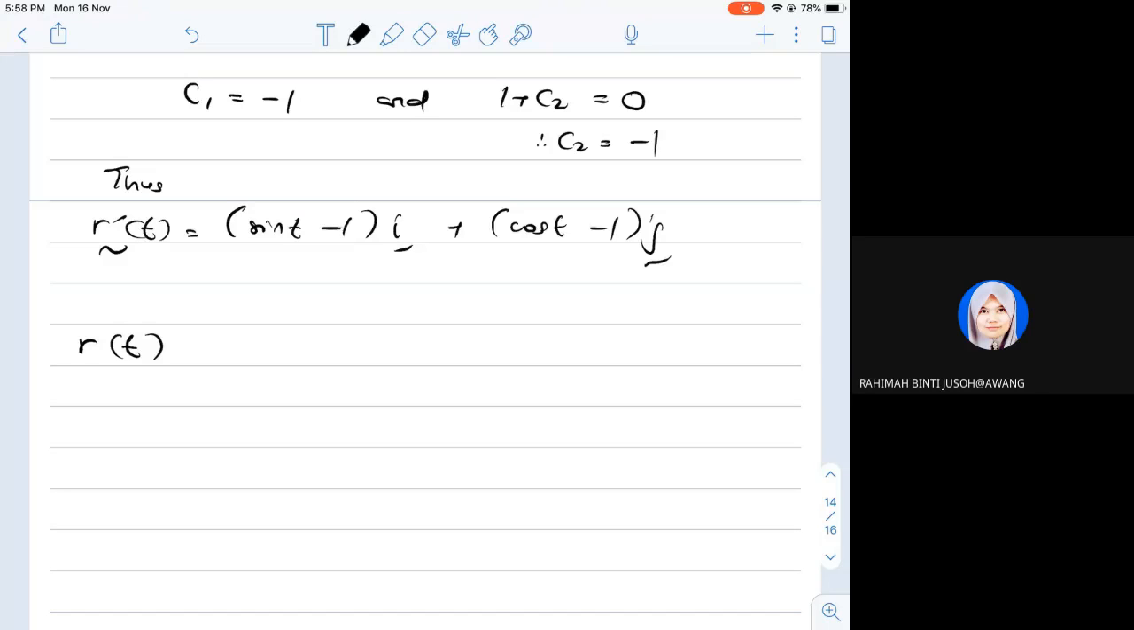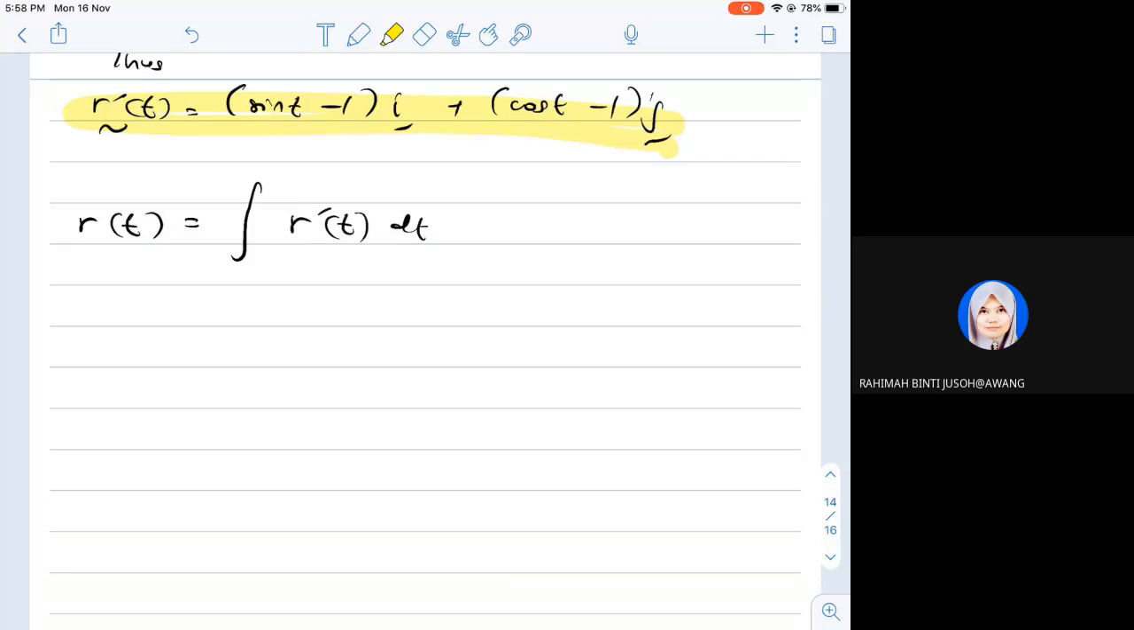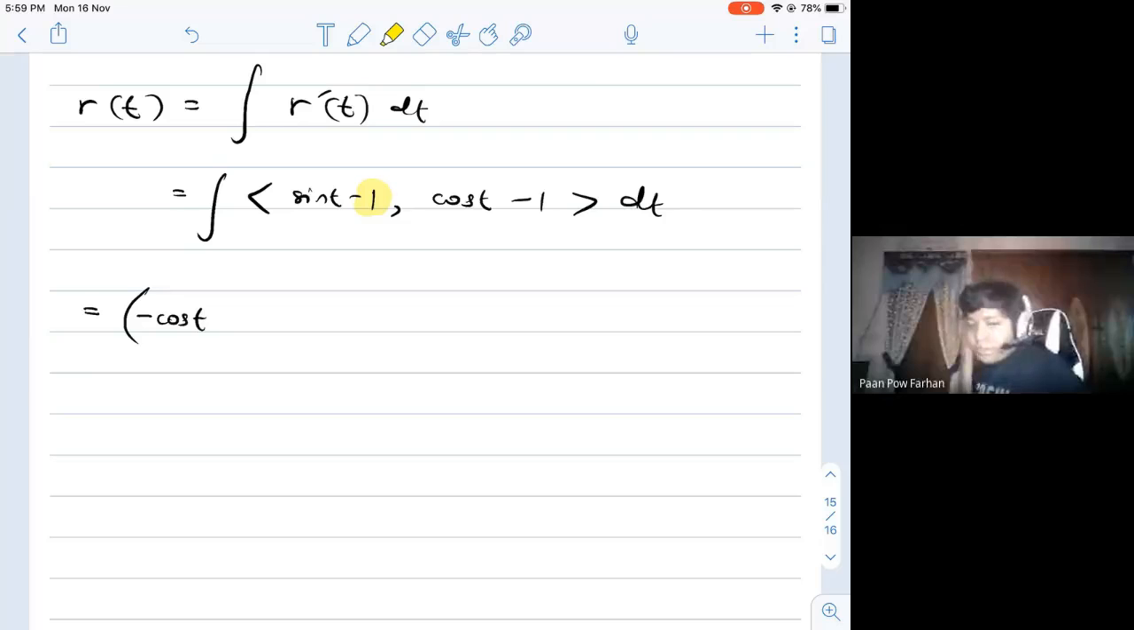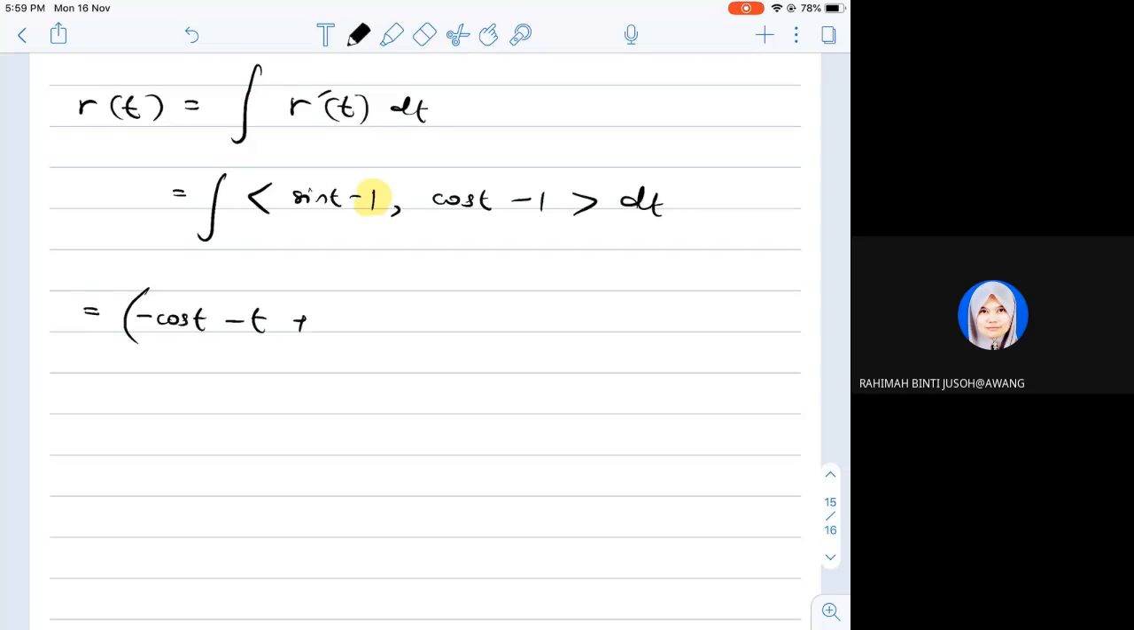Yes, you have to integrate again. So RT is equals to integration of R prime T dt. So you kena integrate yang ke atas ni. Integrate function ni pula lagi sekali. Okay, so we have to integrate. Saya buat sharp bracket lah. So sin T minus 1 and then cos T minus 1 like this dt. So integrate sin T, we will get negative cos T, yes, good. How about negative 1? Integrate dapat apa? Yes, negative T. So minus T. And then plus, remember we don't have any limit right there, so we need to plus C1 I.